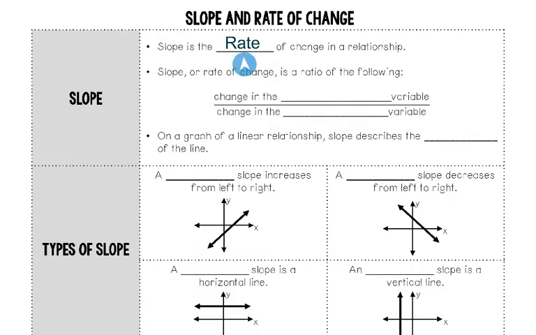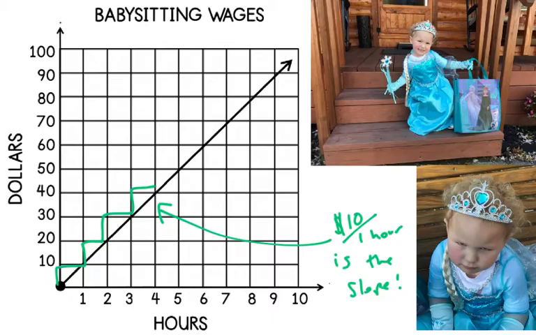So like I just said, slope is the rate of change in a relationship. In the last example we looked at, the things that are changing are time and money. As time goes on, money increases. So slope, or the rate of change, is a ratio of the following. Remember, a ratio just means a fraction. We can say it's the change in the dependent variable over the change in the independent variable, or an easier way to think about it, the dependent variable is y and the independent variable is x, so it's the change in y over the change in x. And if you look at the last example, it's dollars per hour. Remember, this is the y-axis, this is the x-axis, so it's change in dollars per hour.